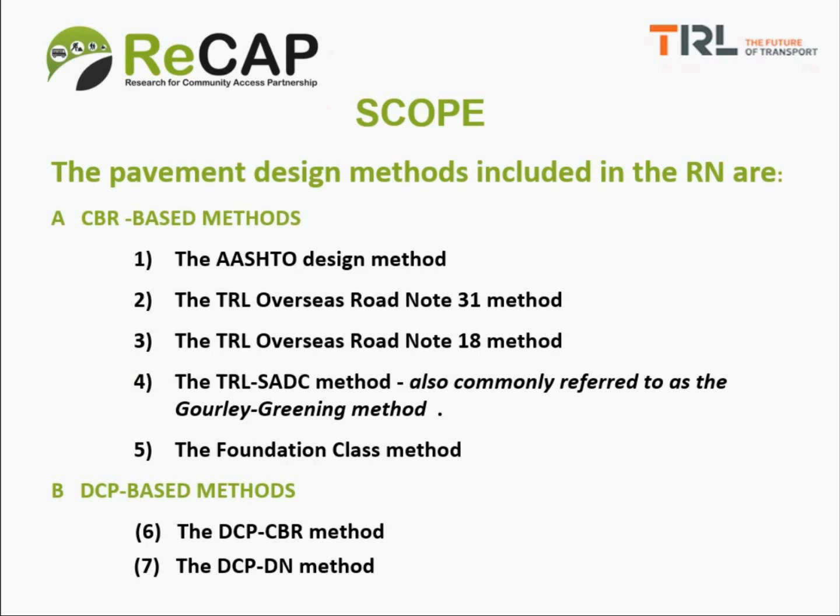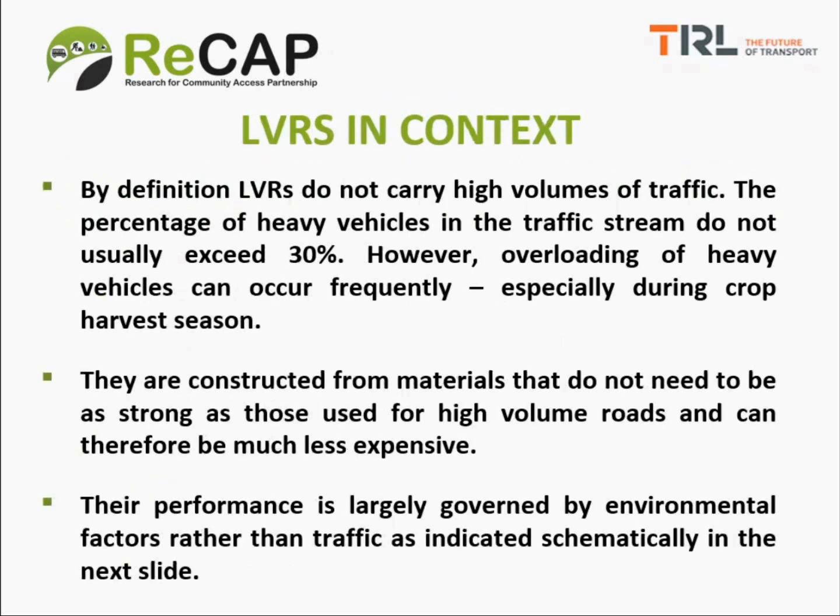And there are 2 methods that use the DCP. One is a pure DCP method, number 7. Number 6, the DCP results are converted to CBRs through a correlation. So there are two additional methods based on the DCP. So all of these 7 methods are discussed, and their pros and cons, advantages and disadvantages are discussed.